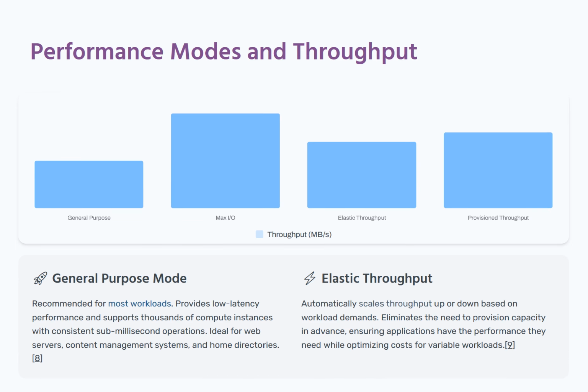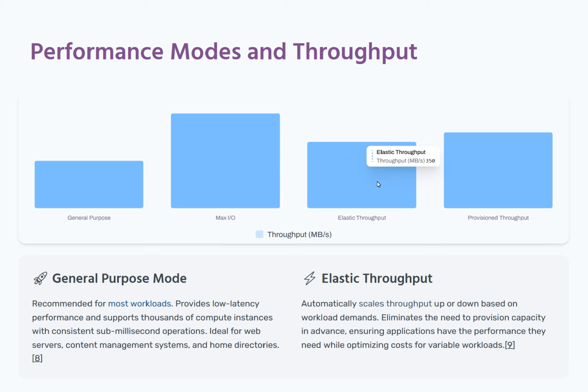All right. So performance modes and throughput, right? Remember, I spoke about throughput, how much you can transfer, what rate you can transfer into the drive. Recommended for most workloads is general purpose mode: low latency, thousands of compute instances with sub-millisecond operations, ideal for web servers, content management, home directories. General purpose throughput is 250 megabytes per second. Maximum I/O throughput is 500 megabytes per second.